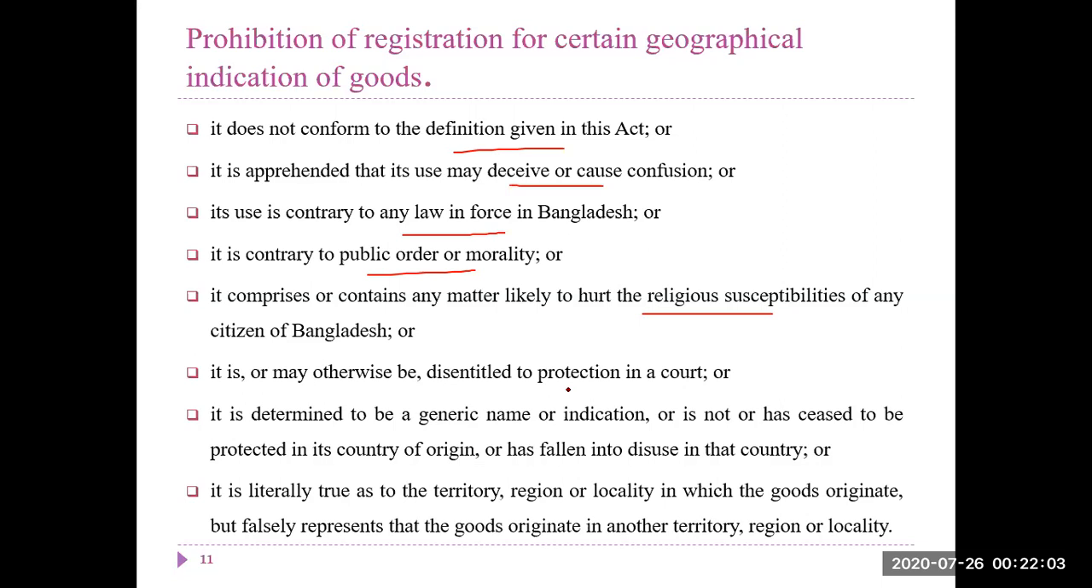Or if it is determined to be a generic name of an indication, one generally used by all people, so that it is not a specific name. Another is that it must be literally true as to the territory, region, and locality in which the goods originate, not falsely represented. That means if a product of Rajshahi is registered from Bogura, it is not a true representation of that area.